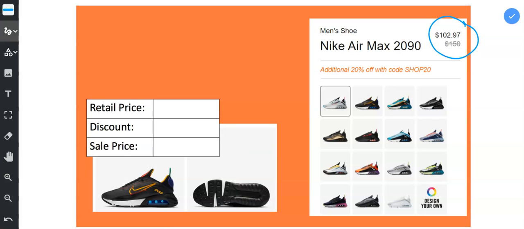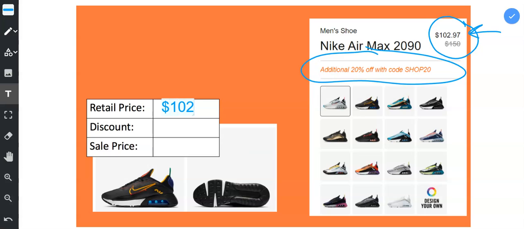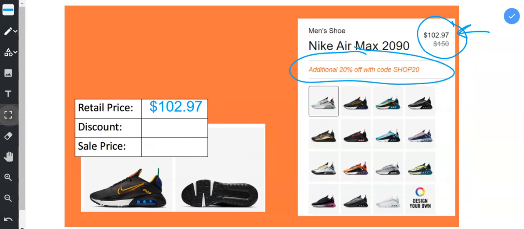Now we need to apply another discount. Since we're going to apply another discount, I'm going to treat the $102.97 like the retail price. So I'm going to go over to my typing tool and type it in with the dollar sign. Don't forget the dollar sign. A lot of people were forgetting that on our work the other day. So $102.97. We're going to call that the retail price of the shoe.